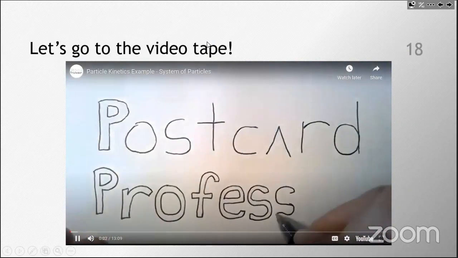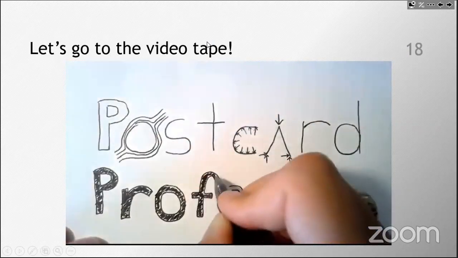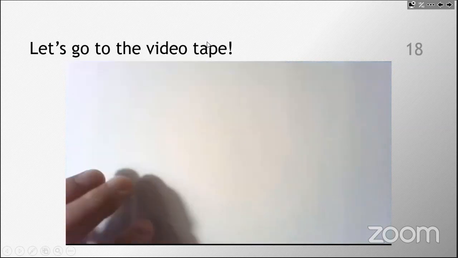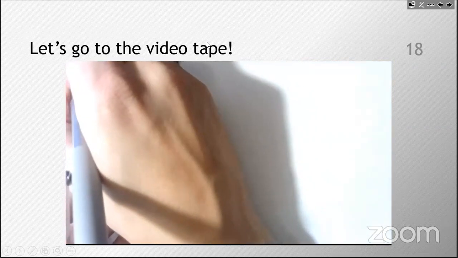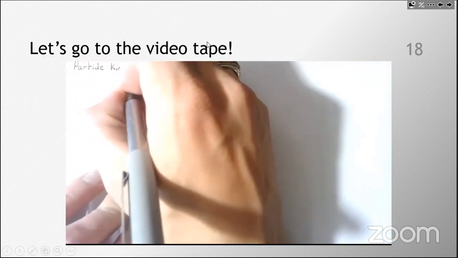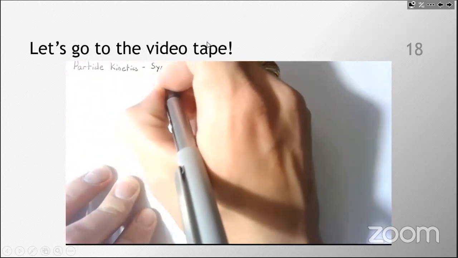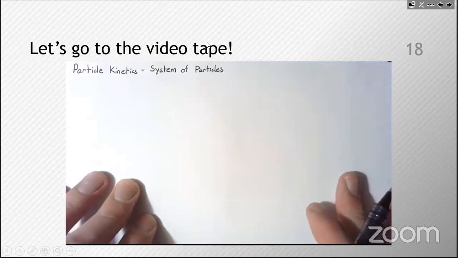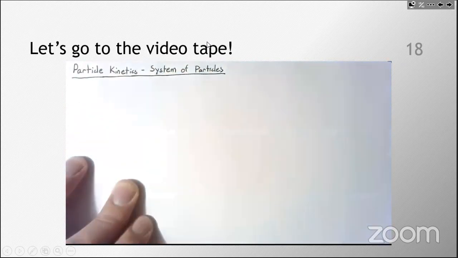Hello and welcome to the Postcard Professor, where we take complex ideas and explain them in the space of a postcard. For this video, we're going to be doing another particle kinetics example. However, instead of looking at a single particle, we're actually going to be looking at a pair of particles. And the more technical term for that is a system of particles.